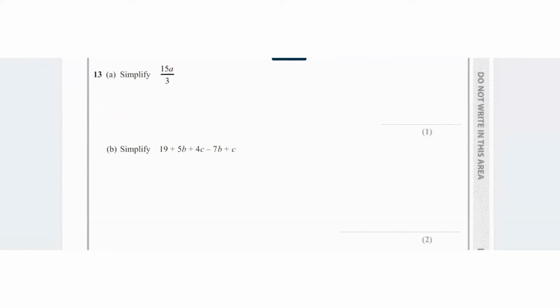Simplify 15a over 3. 15 is 5 times 3. So if we rewrite 15 as 5 times 3 times a divided by 3, we can see that 3 and 3 are common in the numerator and denominator. So if we cancel them out, we're left with 5a. That's your answer. Then it says simplify 19 plus 5b plus 4c minus 7b plus c.